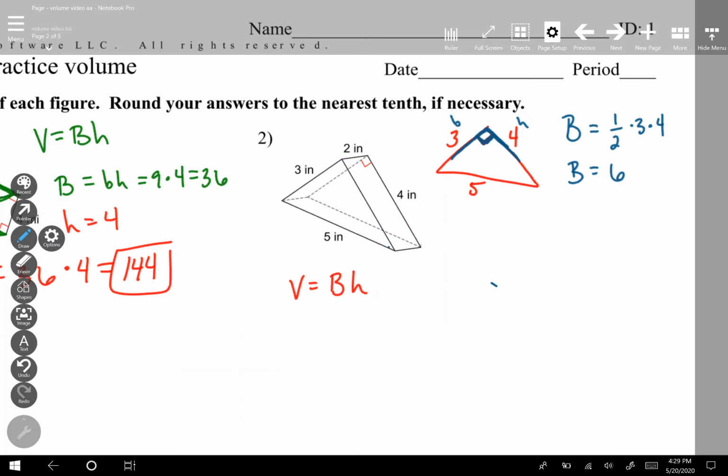Now, the height of your pyramid is always going to be this line in the middle. Okay, so this line going up and down, I know it happens to be 2 on this one. That's the height of our pyramid. So now the volume of our pyramid is 1/3 times, now what was the area of the base? 4, times the height, which we figured out was 2.